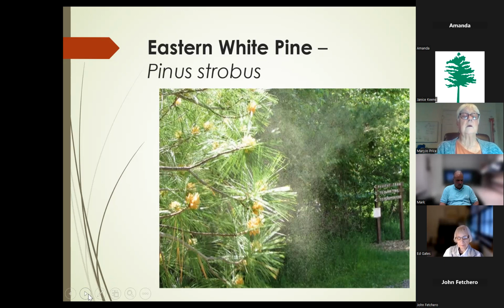The white pine, a conifer, uses wind for pollination. In the spring, we can see the pollen being blown in the wind. Characteristics of wind-pollinated plants are no bright colors, no specific odor or fragrance, no nectar, small in size.